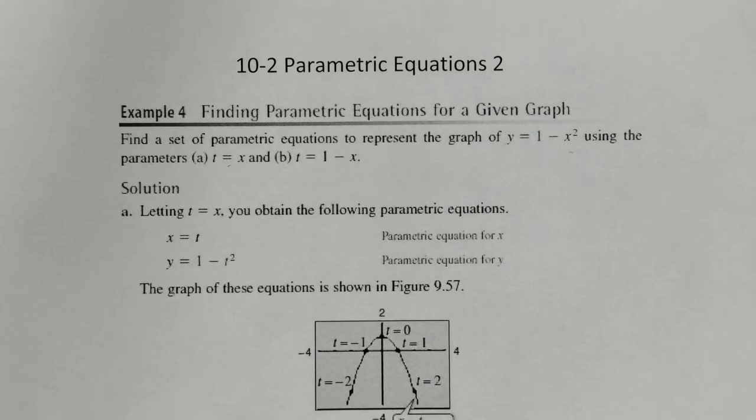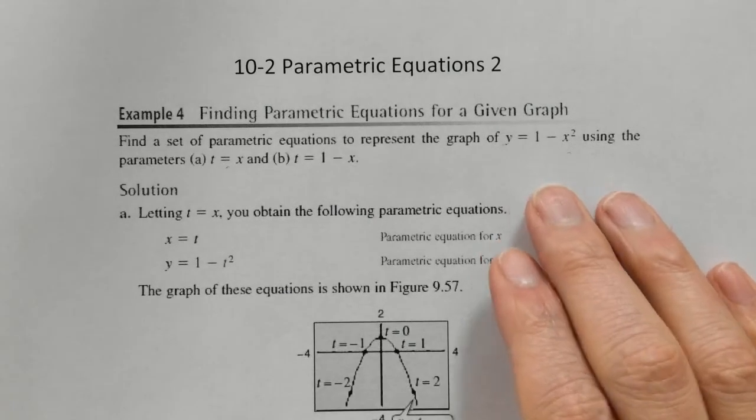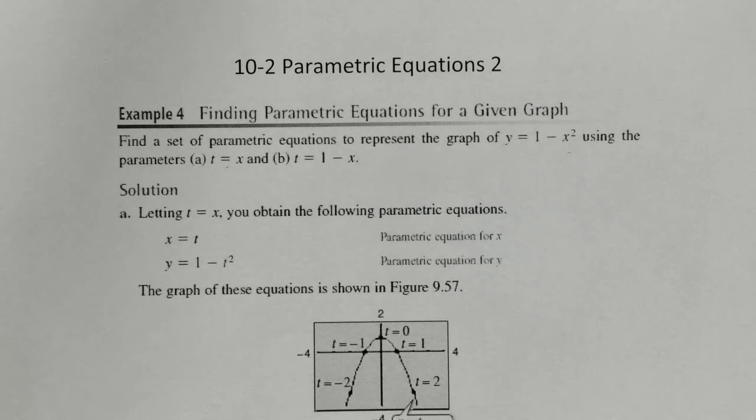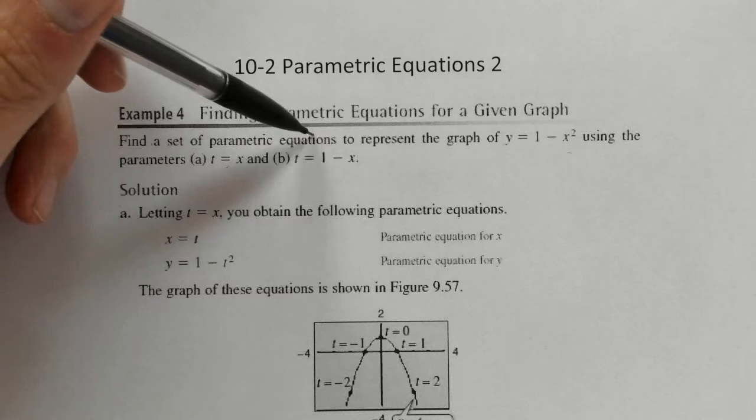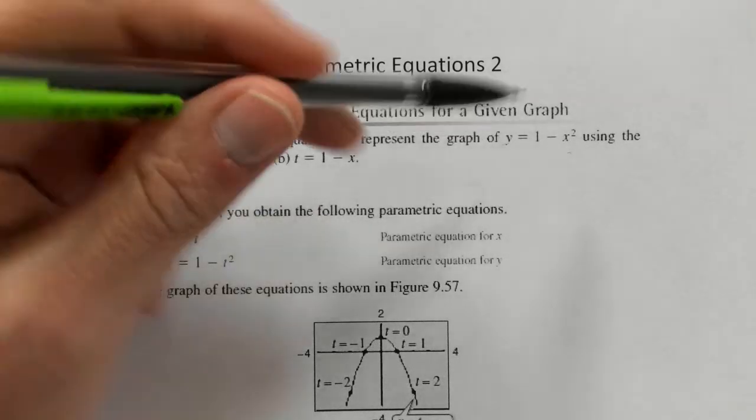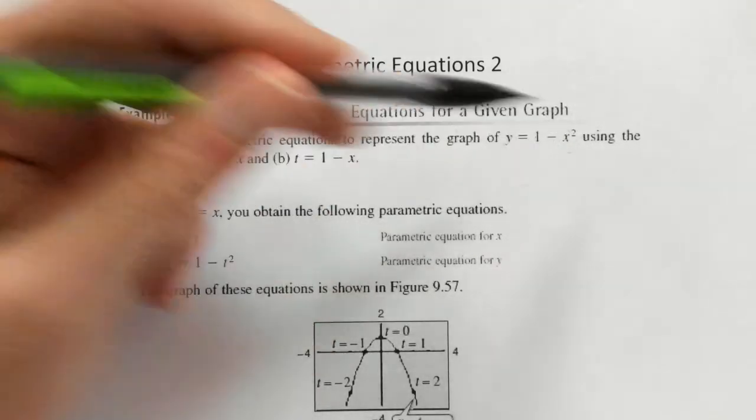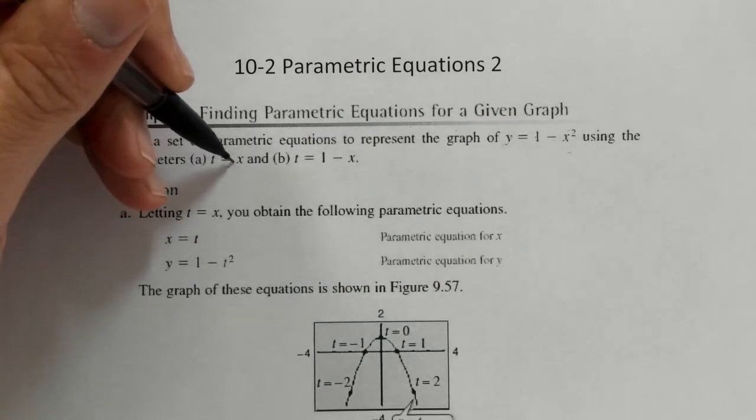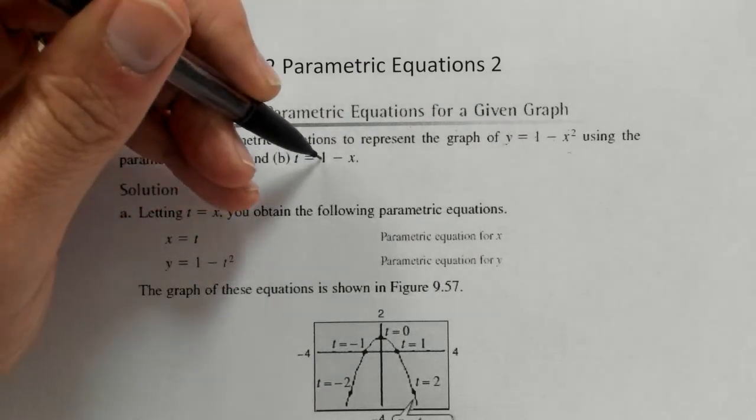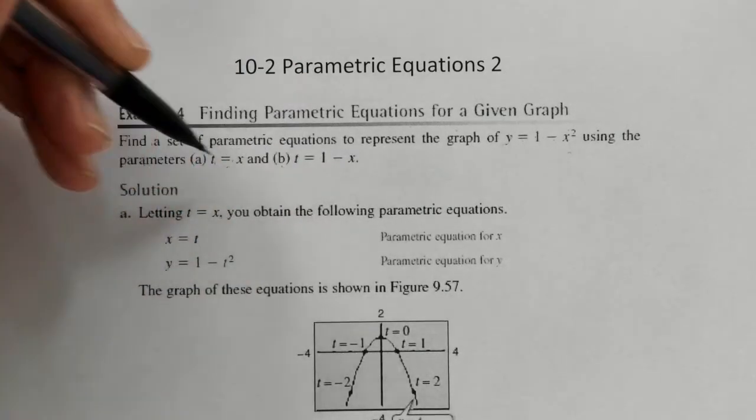So last time we started with the parametric equations and wrote the rectangular equation. This time we're starting with the rectangular equation and writing the parametric equations. So let's take a look at how to do that. We want to find a set of parametric equations to represent the graph of y equals 1 minus x squared using the parameters, first of all, t equals x, and then next, t equals 1 minus x. So two separate problems here.